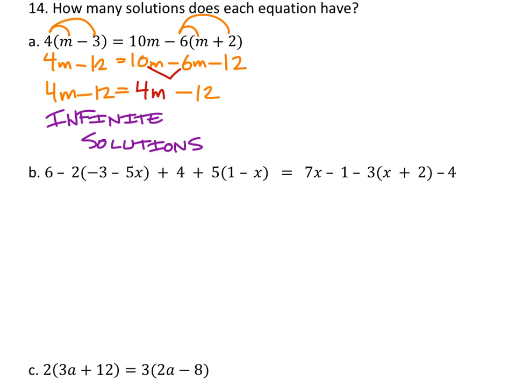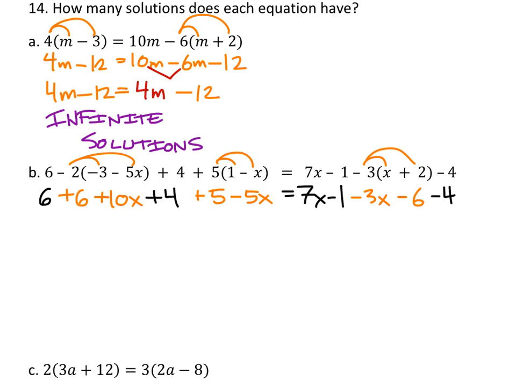Next up, part B, I'm going to distribute this negative 2 into the parentheses. Negative 2 times negative 3 is a positive 6. Negative 2 times negative 5x is positive 10x. And then I'll distribute this 5 into the parentheses. 5 times 1 is 5, positive. 5 times negative x would be negative 5x's. And then on the right side, I've got negative 3 times x, which is negative 3x. And then negative 3 times 2, which is negative 6. Of course, we still have the rest of that equation.